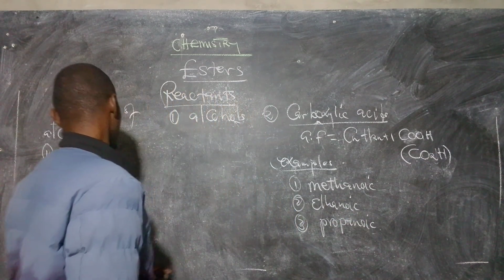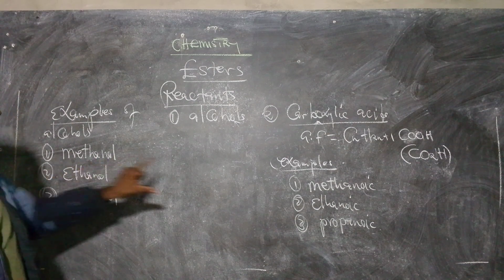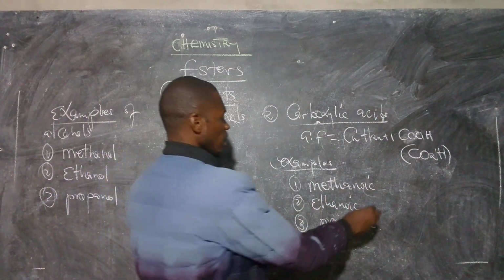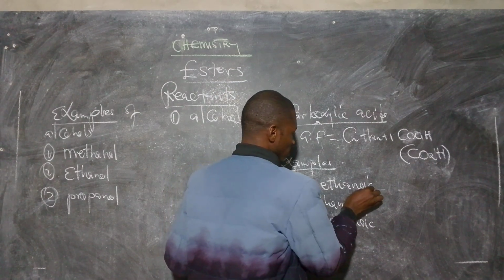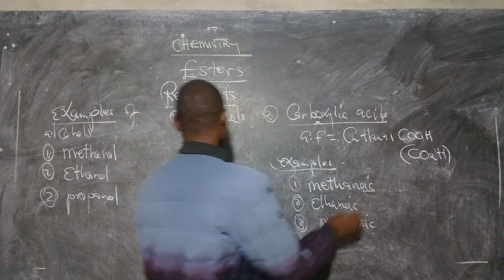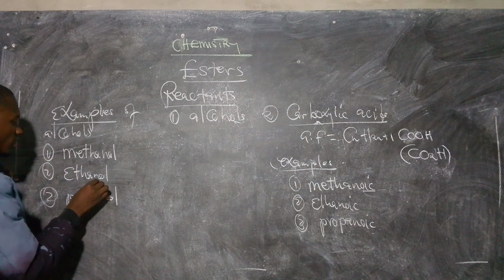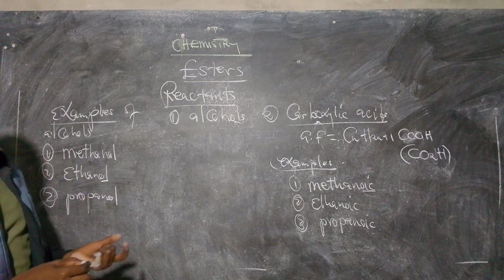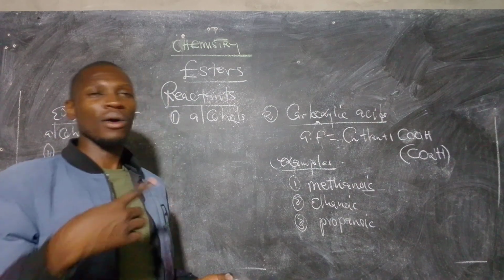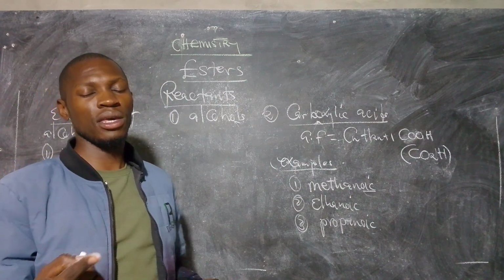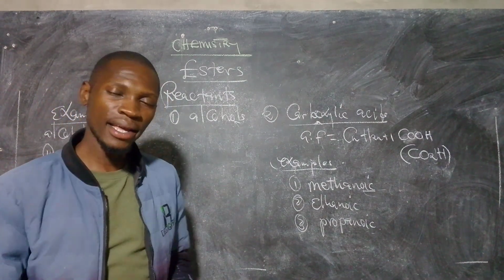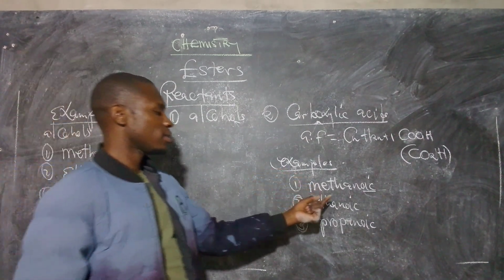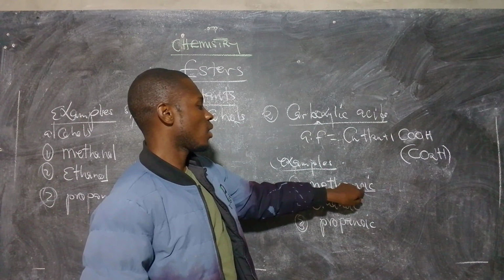Okay, so these are alcohols, then these are acids. Now, these acids end with OIC, then alcohols end with OL. So alcohols end in OL, alkenes end with ENE, then alkanes end with ANE. Then carboxylic acids end in OIC.